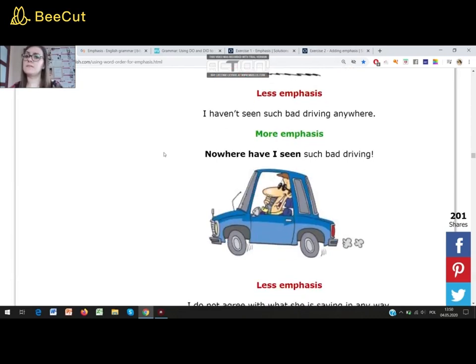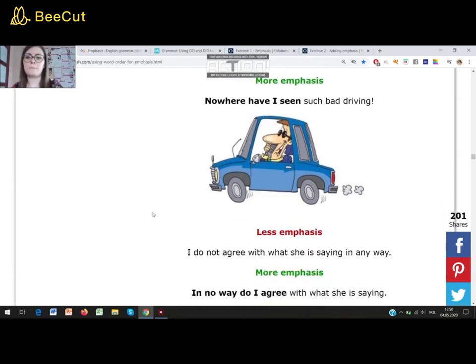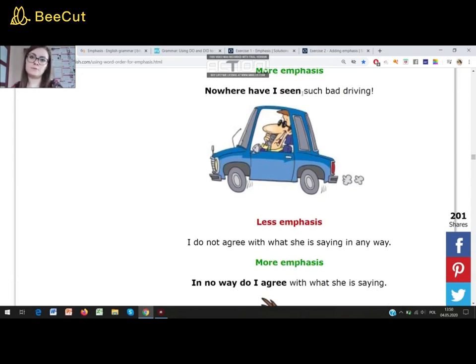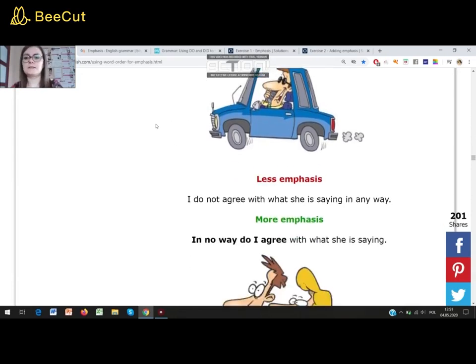Another one, less emphasis. I haven't seen such bad driving anywhere. Nowhere have I seen such bad driving. Yeah, for example, or never have I seen such bad driving. But here we have anywhere, so we should stick to it. So we have nowhere, just to make the inversion and with a positive sentence.